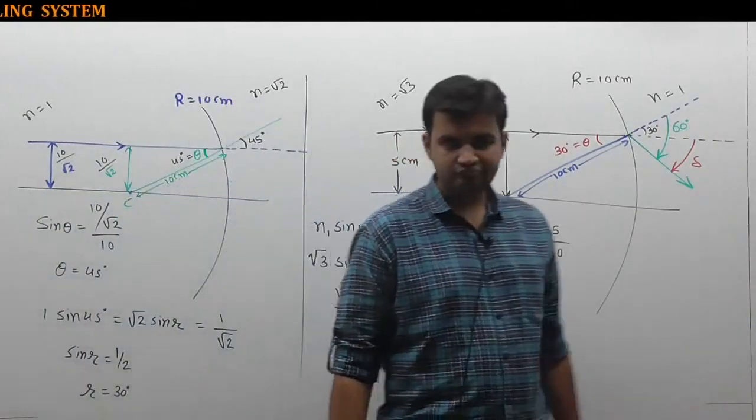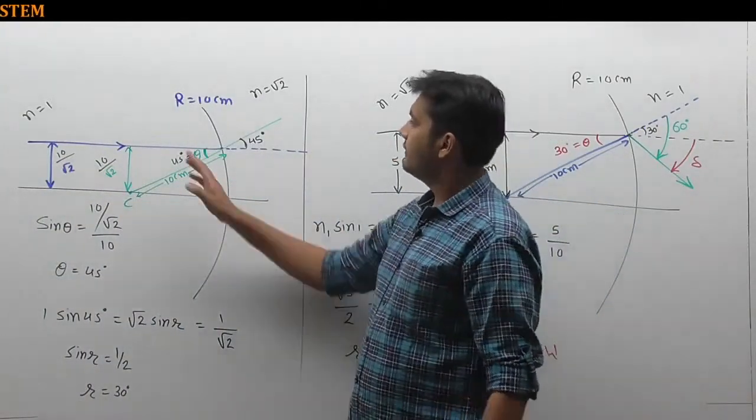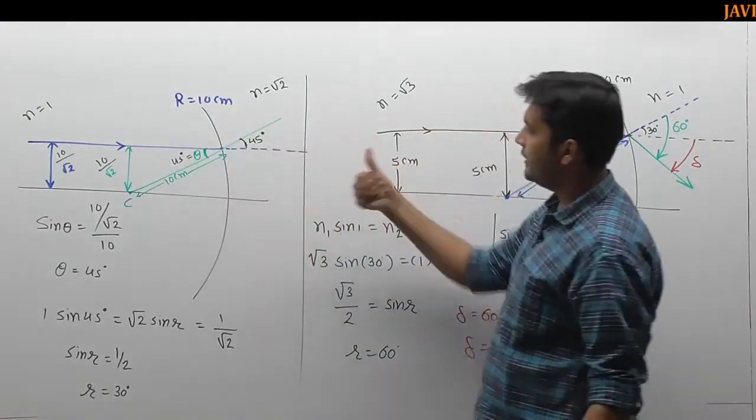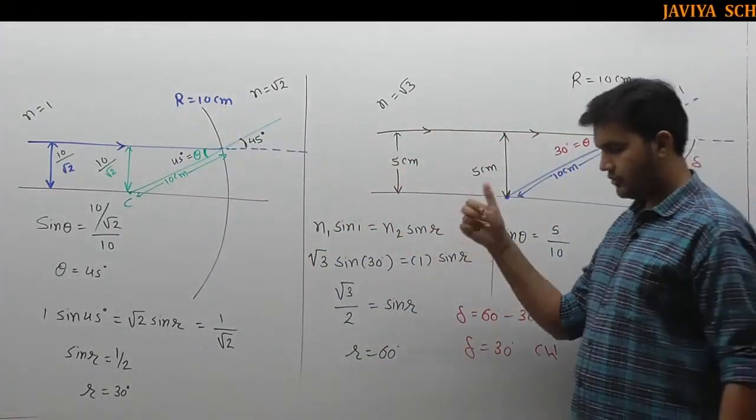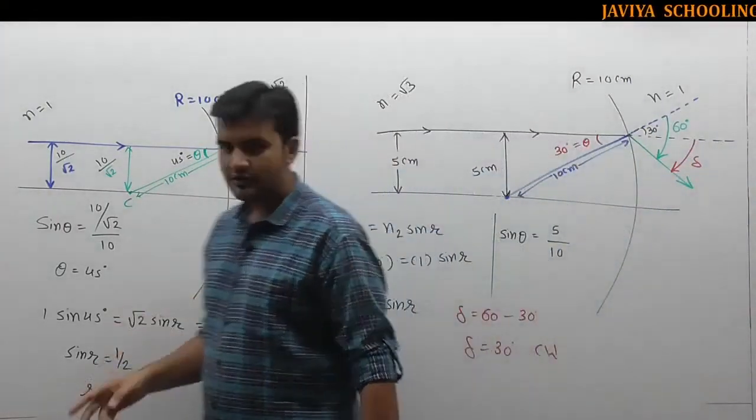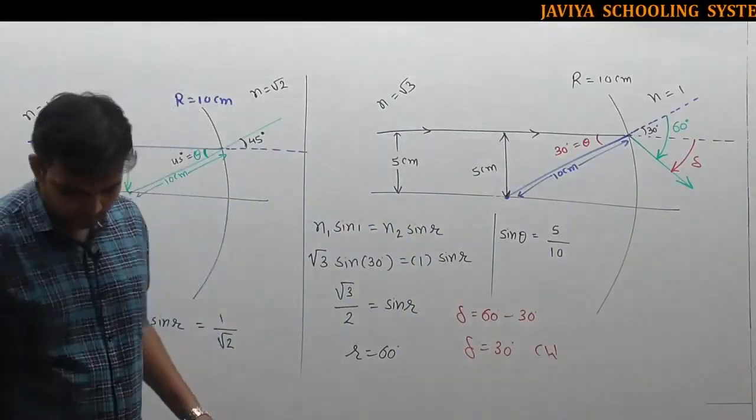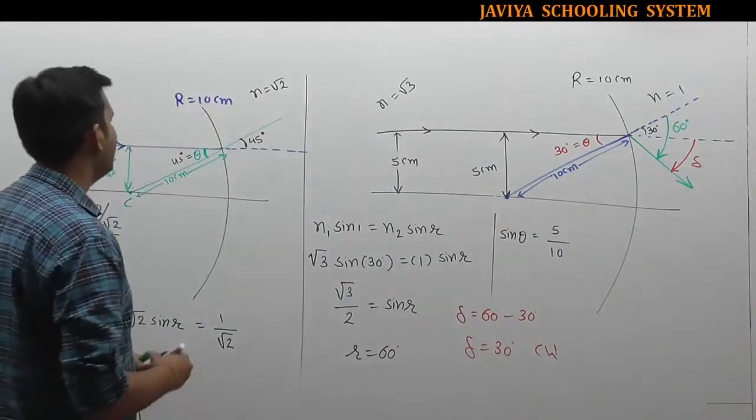Now from rarer to denser, so towards the normal. This green one is the normal, no? So towards the normal. So where will the ray bend?